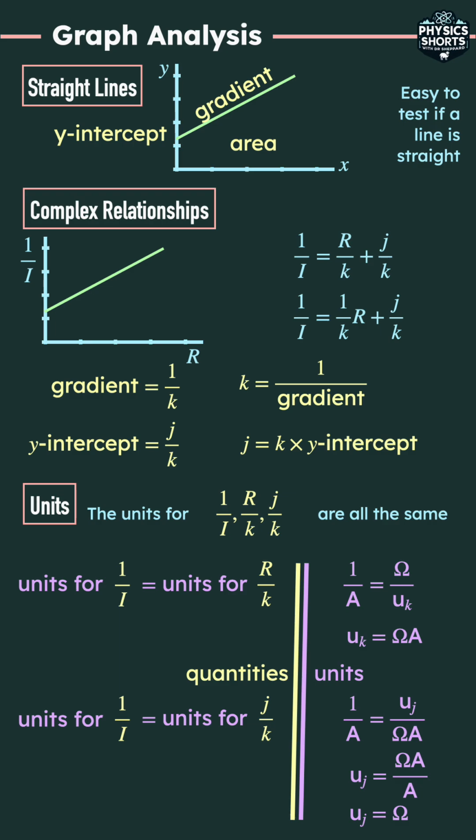Finally, a shortcut here is noticing that r over k and j over k have the same units, and obviously the units for k do not change, so the units for r and j are the same. Since we know r is in ohms, j must be in ohms.